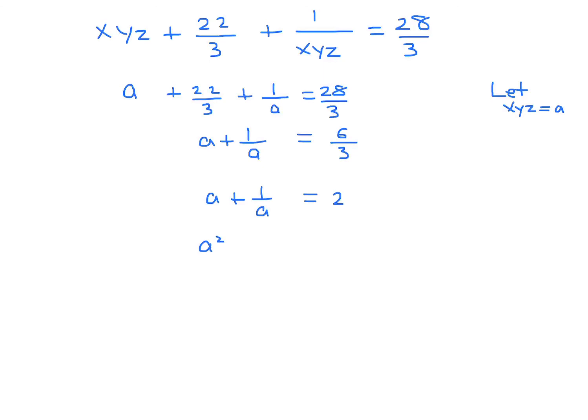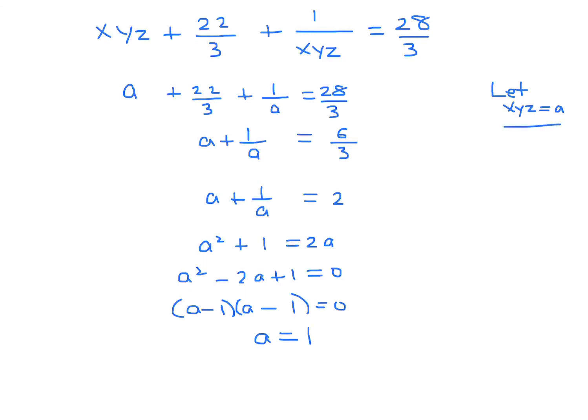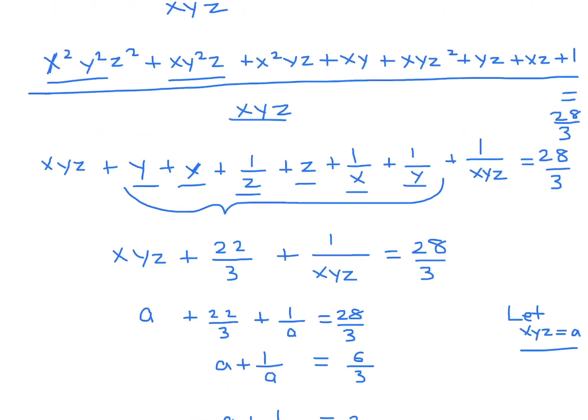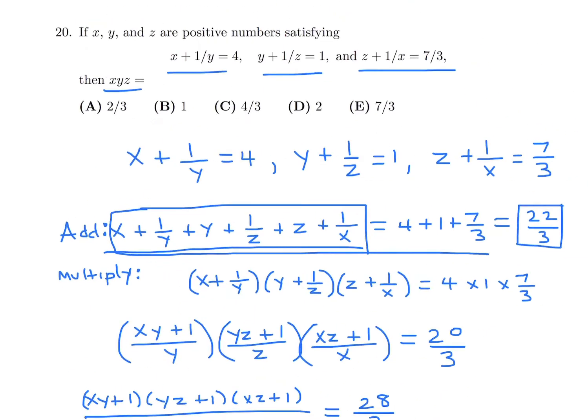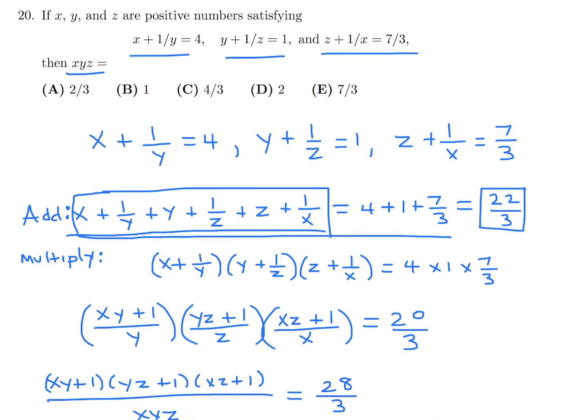So we'll have a squared plus 1 is equal to 2a. Put everything on one side. A squared minus 2a plus 1 is equal to 0. This factors as a minus 1 times a minus 1. And therefore a is equal to 1. Well, a was xyz. And therefore xyz is equal to 1. And that is what they want us to figure out, the value of xyz. So the answer to number 20 is B.